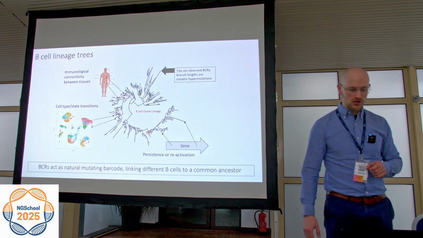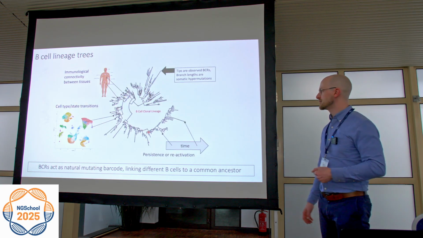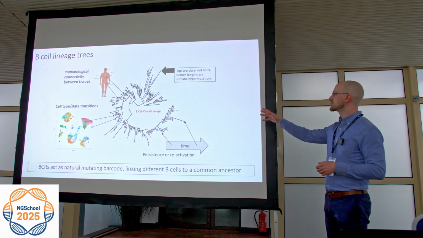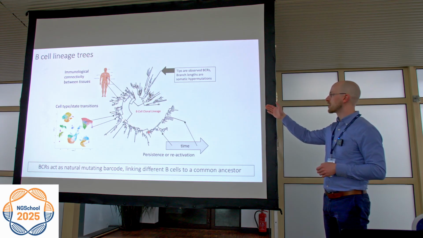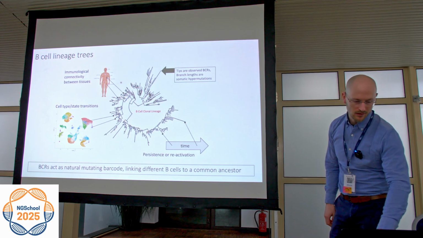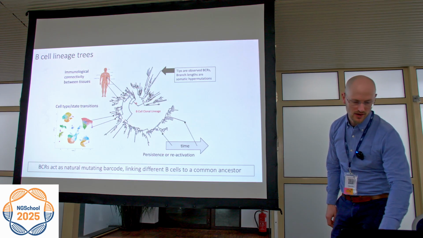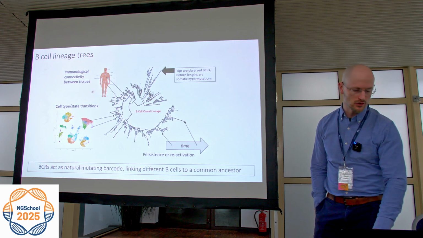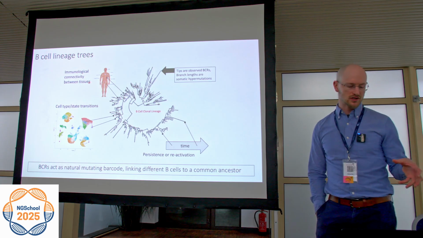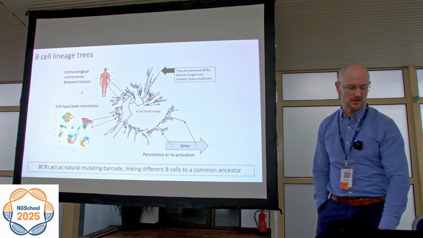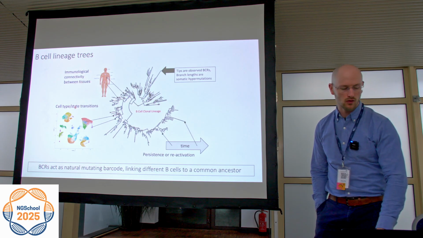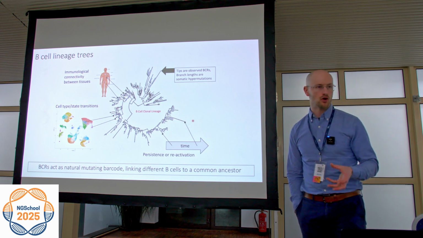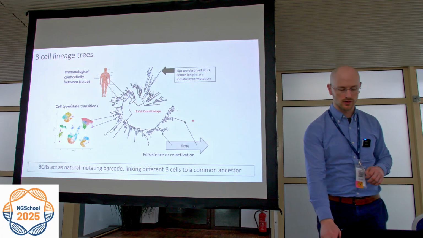We can use these mutations to build what are called B cell lineage trees. And this is one of the main focuses of my own research. So in these trees, the tips are observed BCRs and the branch lengths are somatic hypermutations, leading from each tip back to the germline. And a lot of what we currently do in my lab is using these trees to understand immunological connectivity between tissues and how B cells are moving between them, how B cells are transitioning between different cell types, and how they're evolving over time when we have longitudinal samples over time.